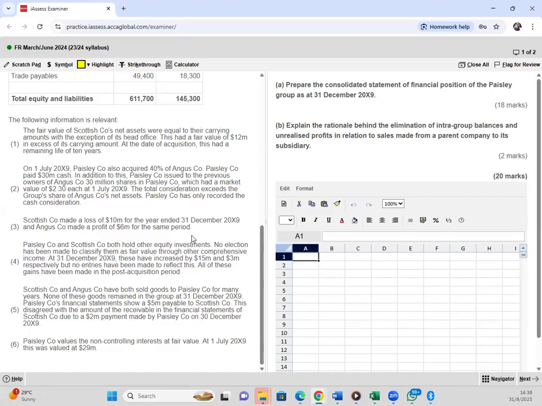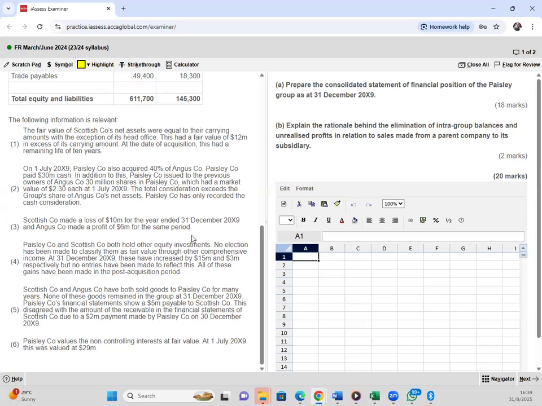Scottish company and Paisley company have both sold goods to each other during the year, so those are intra-group sales. None of these goods remained in the group at 31 December. So there isn't any intra-group profit calculation we are doing here, because none of the goods are in inventory within the group. Paisley's financial statements show 5 million payables to Scottish.